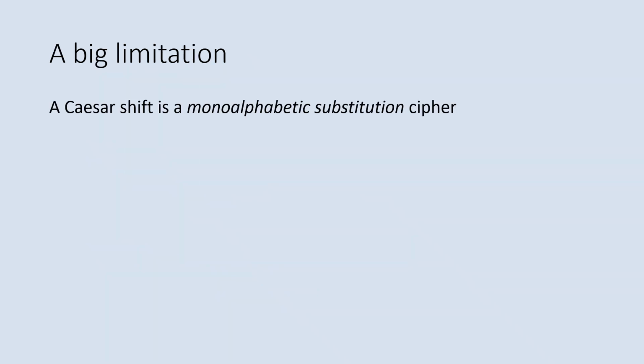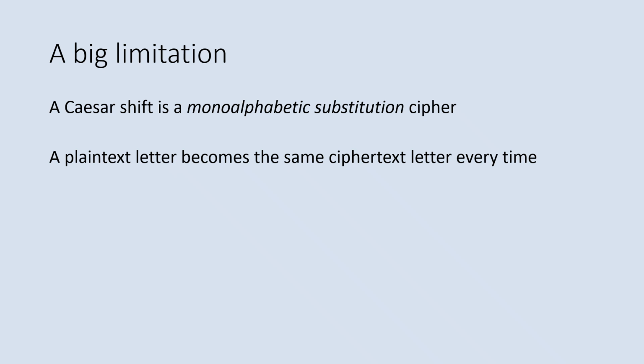Now, there's a big limitation of this process. The Caesar shift is a monoalphabetic substitution cipher. What does that mean? Monoalphabetic means that every plain text letter becomes the same ciphertext letter every time. So if we have an A and it became an H in one place, it becomes an H everywhere. It's monoalphabetic. It's a one character substitution. The A always becomes H in that example. The downside to this is that the letter frequency is preserved.